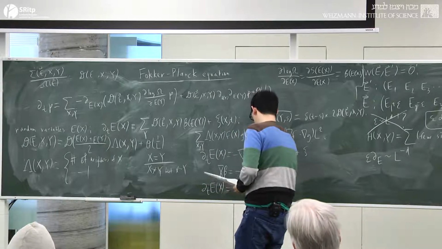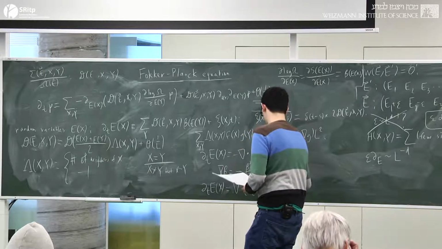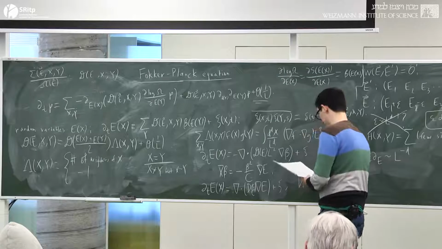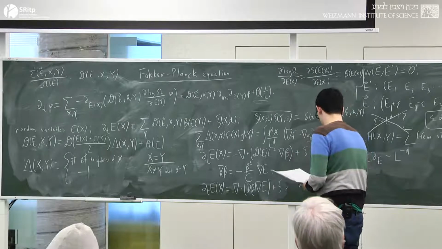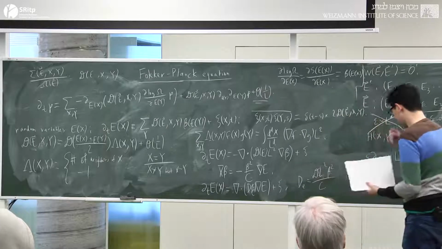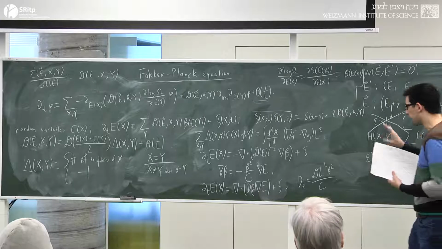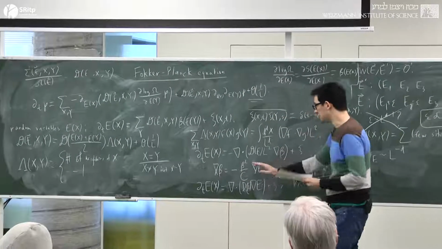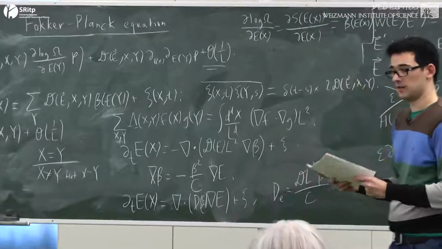And so we arrive at our diffusion equation, del dot D grad E, and the diffusion constant is given by D L squared beta squared over C. Okay, so at this point, we're almost done. This is a nonlinear diffusion equation that has random noise.